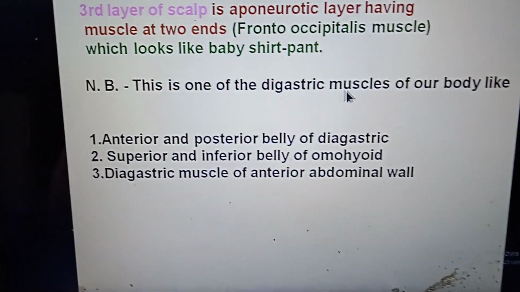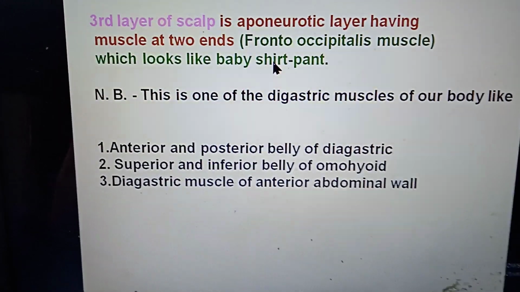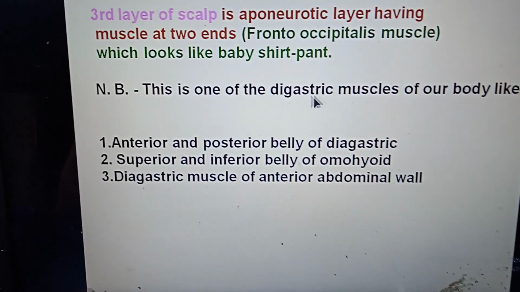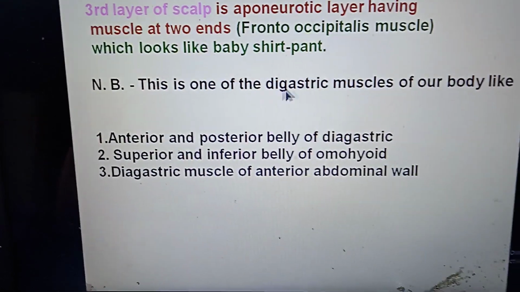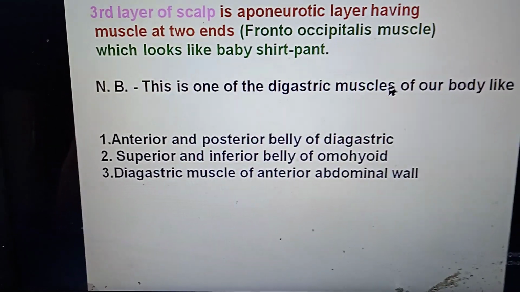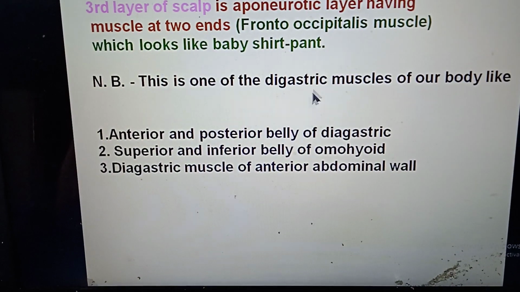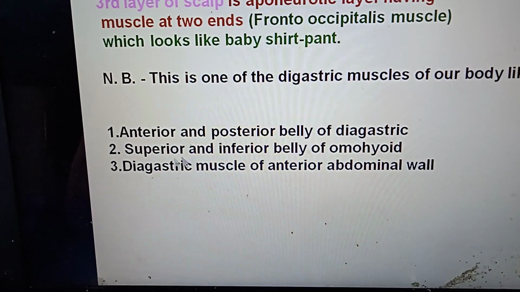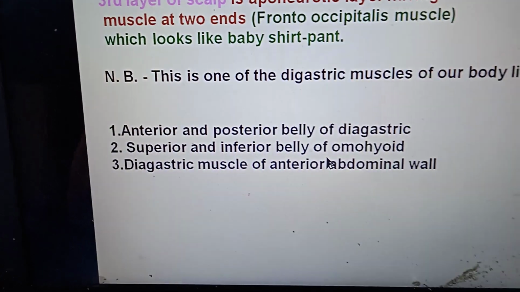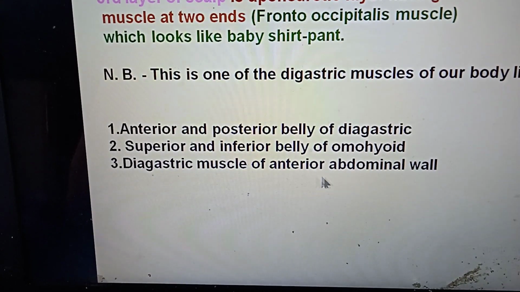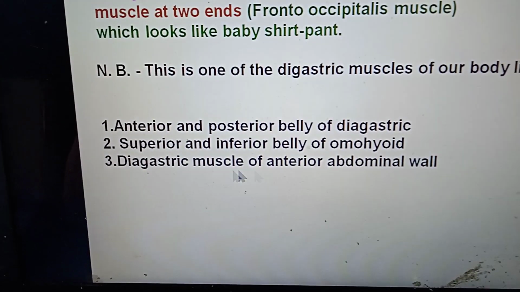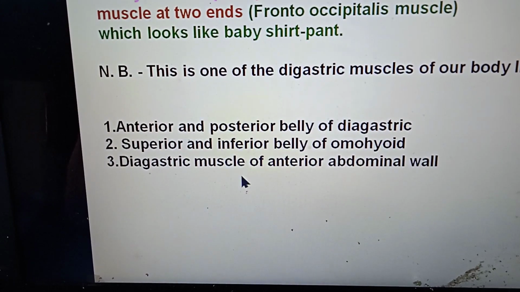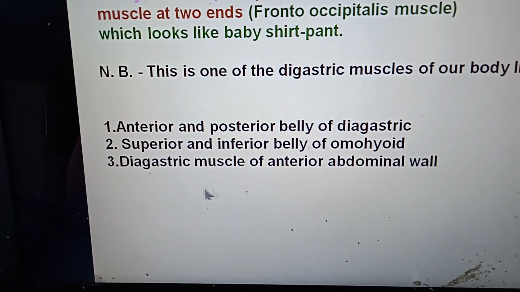These types of muscles are known as digastric muscles because they have two bellies. Gastric means belly and di means two. It is often asked in the viva exam: name some digastric muscles of your body. So the anterior and posterior belly of digastric, the superior and inferior belly of omohyoid, and the digastric muscle of the anterior abdominal wall, that is the anterolateral muscles: external oblique abdominis, internal oblique abdominis, and transversus abdominis.